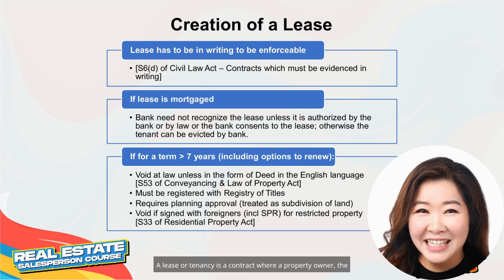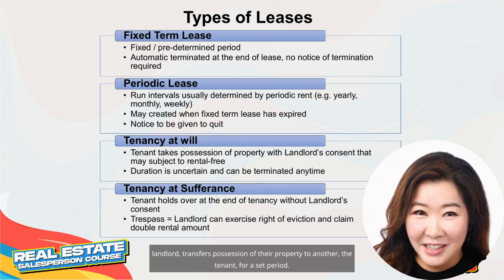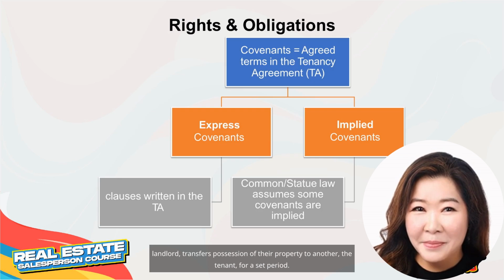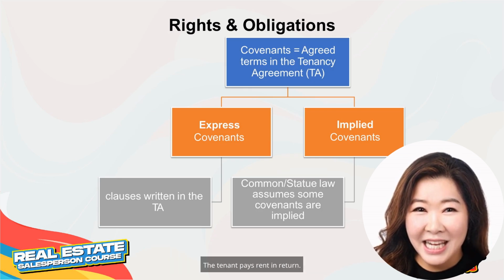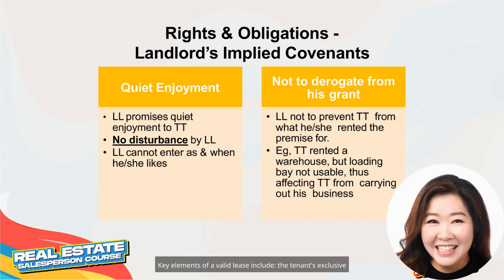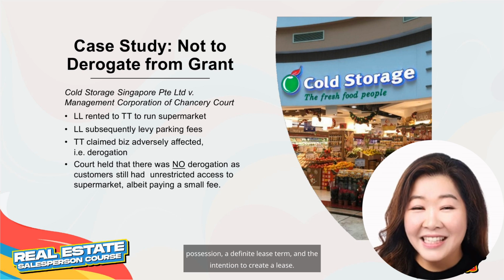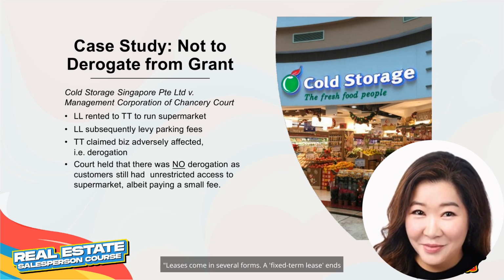A lease or tenancy is a contract where a property owner, the landlord, transfers possession of their property to another, the tenant, for a set period. The tenant pays rent in return. Key elements of a valid lease include the tenant's exclusive possession, a definite lease term, and the intention to create a lease. Leases come in several forms.